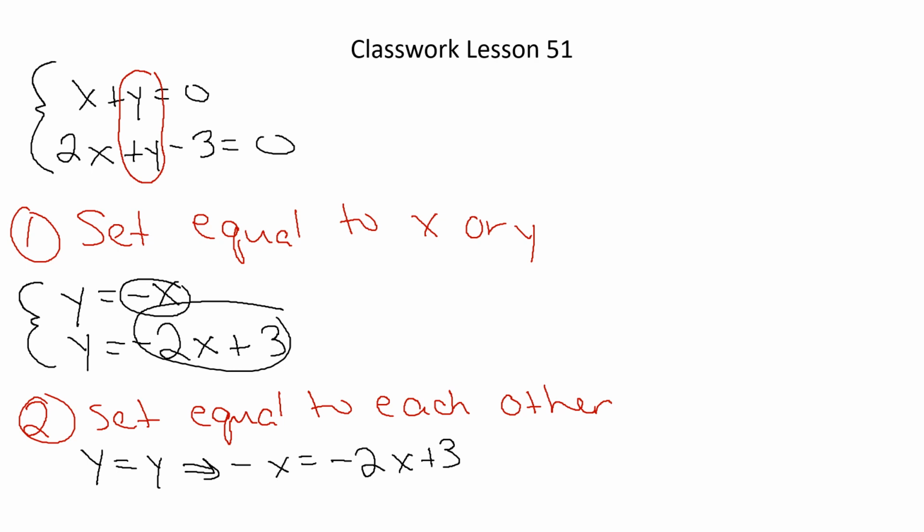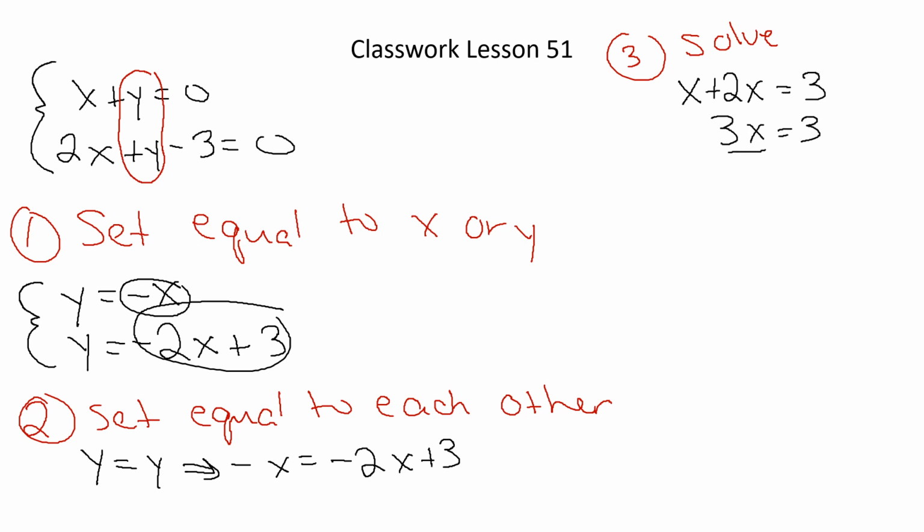Okay, so I've set them equal to x or y. I chose y. And then I set them equal to each other. And now I'm going to run out of space. I'm going to come work up here. My third step, I'm going to solve for x in this one. So I'm going to move my negative 2x over. When I move my minus 2x over, it becomes a plus 2x. So I have 3x equals 3, divided by 3, divided by 3, x equals 1. Now, it's just a coincidence that x equals 1, just so you know.